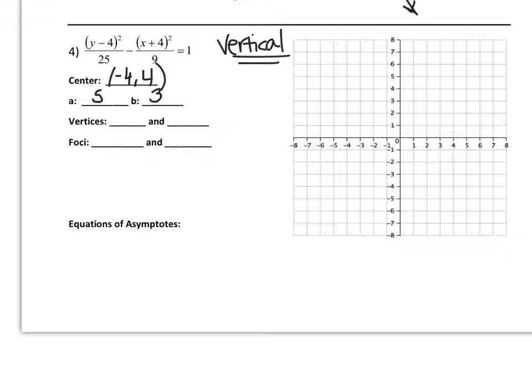Okay, so what I'd like to see if you could do, if I set you up with that, can you draw the picture of this hyperbola? All right, so for homework, I want you to try this, fill in the rest of this, and we'll go over the rest in class tomorrow.